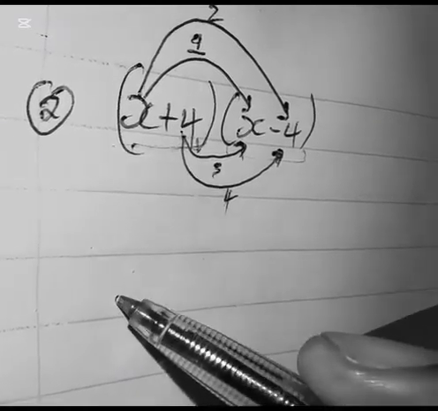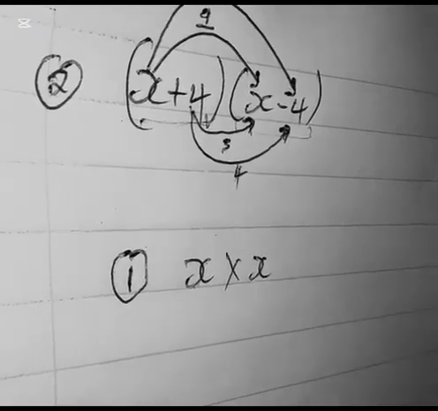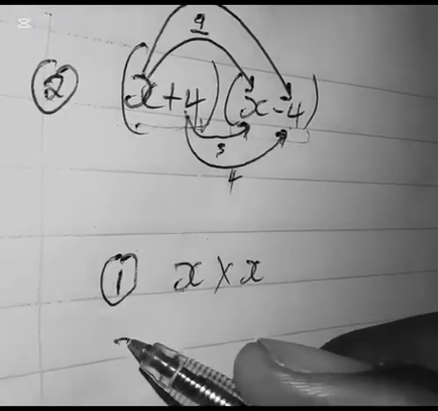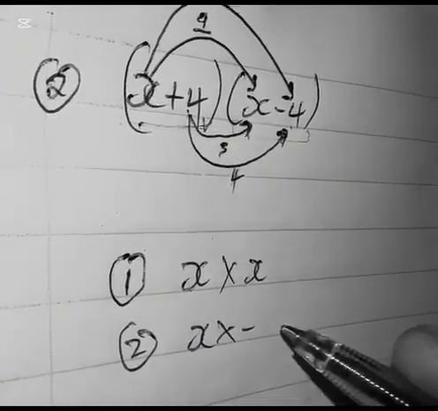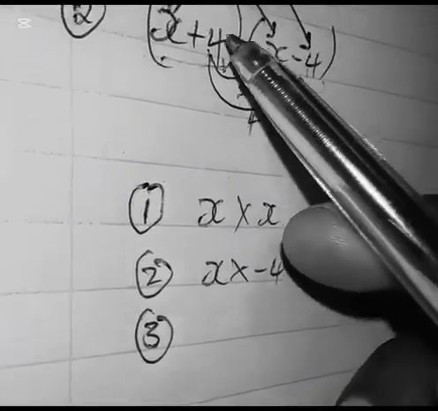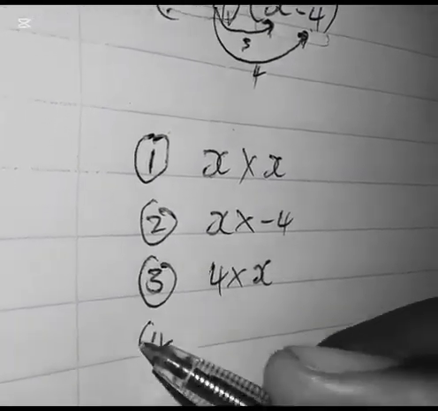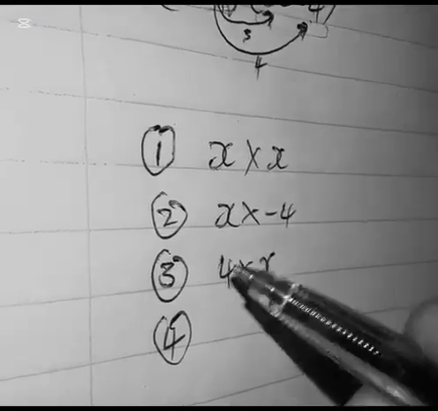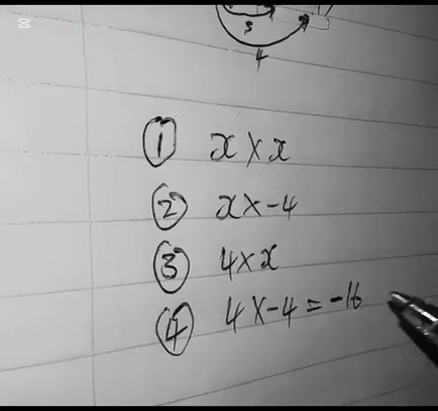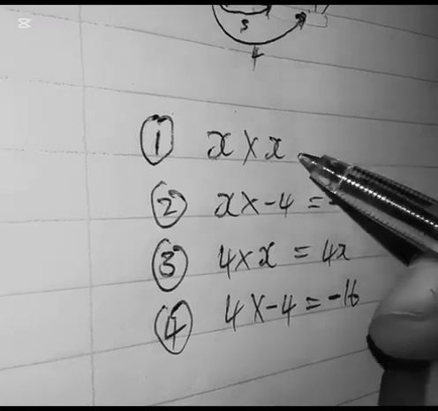Then root number 1 is x multiplied by x, root number 2 is x multiplied by negative 4, root number 3 is 4 multiplied by x, and root number 4 is 4 multiplied by negative 4. Then the answers are negative 16, 4x, negative 4x, and x squared.